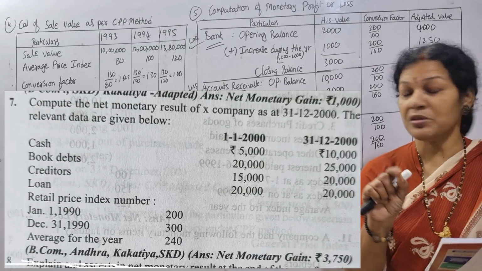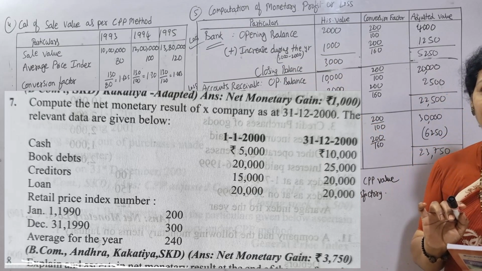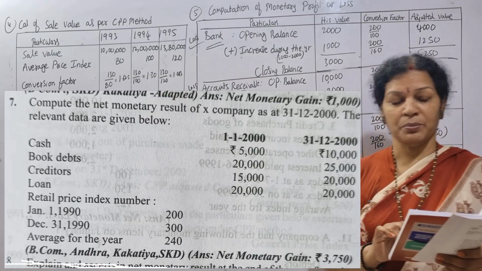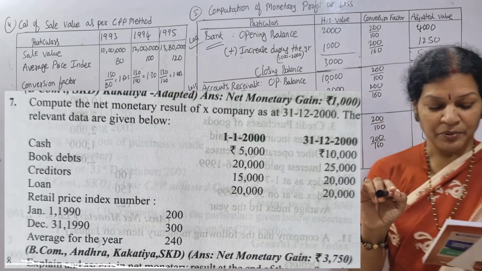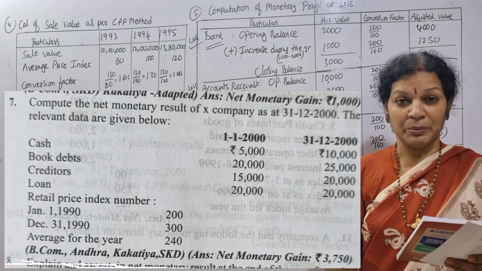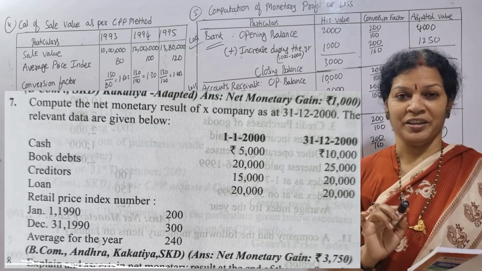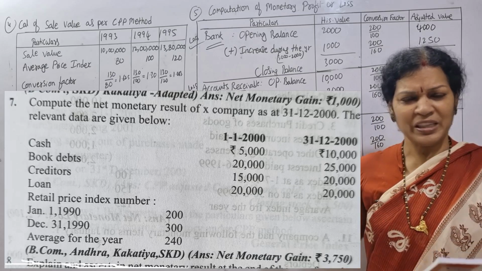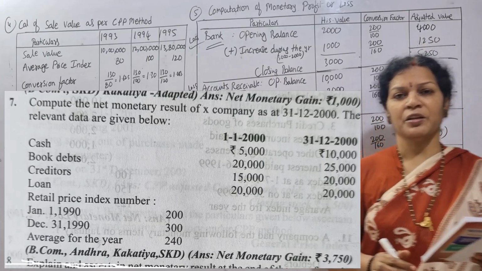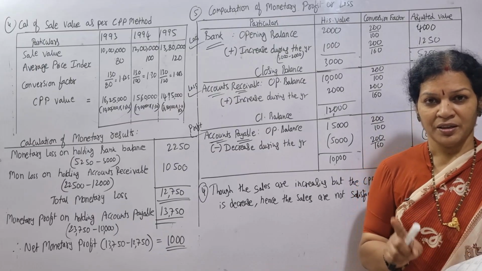Average, when do you use it? This is only for increase or decrease. For increase or decrease, we'll use the average. The rest of the things will take the 31st December 1990, that is 300. 300 by 200 most of the time. Increase or decrease means we take 300 by 240. Same like this same problem. Work out, your answer should be 3750. Practice it. Okay. Are you clear?